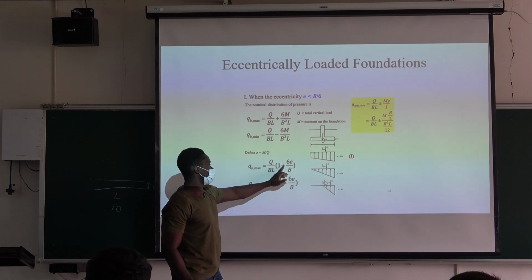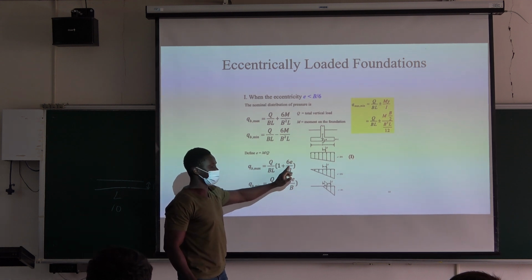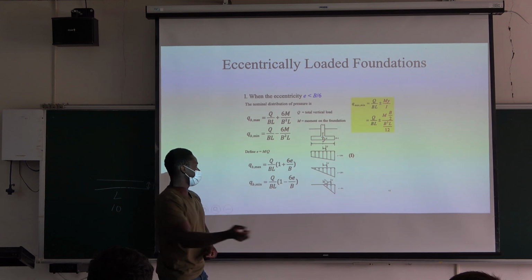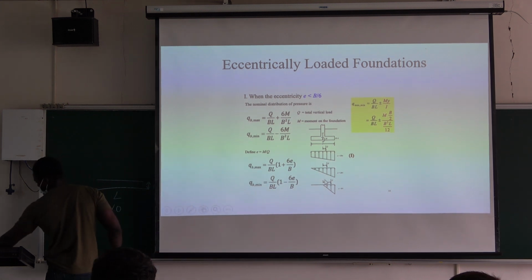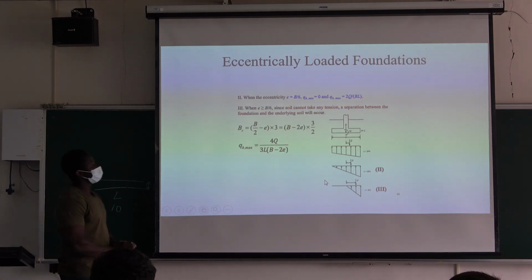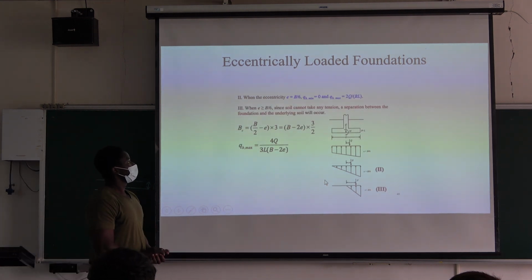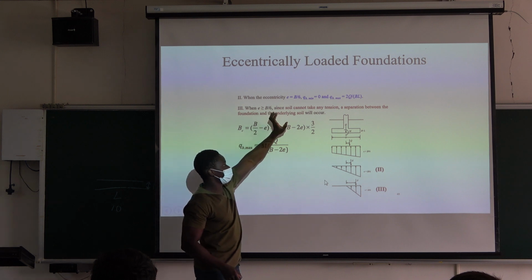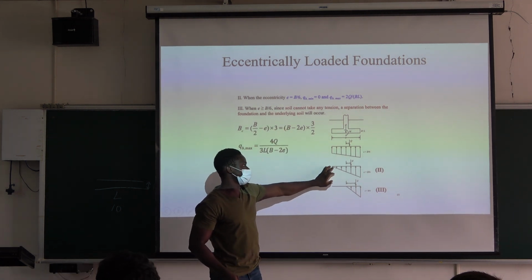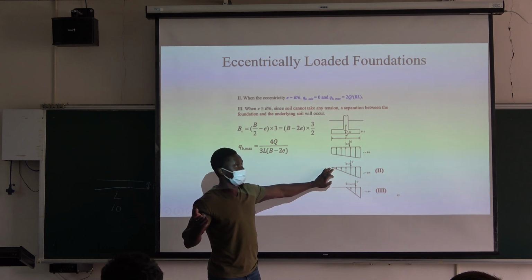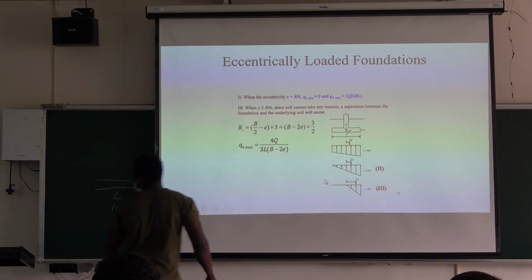It's 1 plus 6 multiplied by eccentricity over b. If you want to calculate the minimum, you just change this sign to minus. And then for our case 2, that is when e over b equals 1/6, we already know at this point the q minimum is 0, right? So we don't need to calculate this anymore.